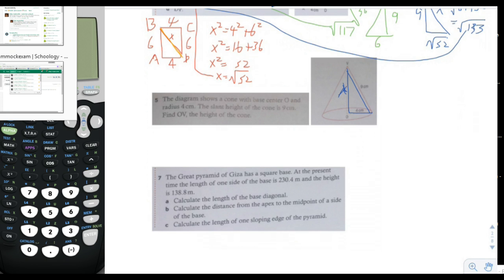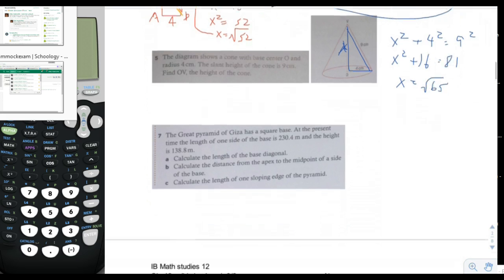Okay, and we could just use Pythagorean's theorem. X squared plus 4 squared equals 9 squared. X squared plus 16 equals 81. 81 minus 16 is 65. So x is equal to the square root of 65. Okay?